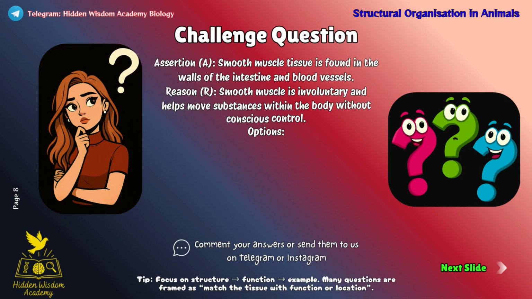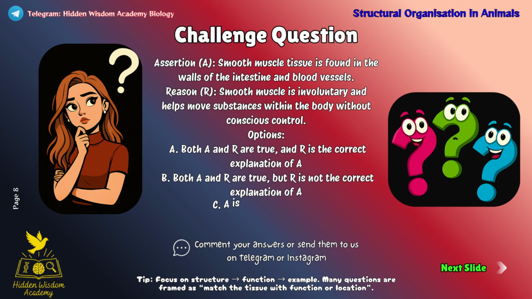Here's your challenge question for today. Assertion: Smooth muscle tissue is found in the walls of the intestine and blood vessels. Reason: Smooth muscle is involuntary and helps move substances within the body without conscious control. Is it option A? Both A and R are true, and R is the correct explanation of A. Is it option B? Both A and R are true, but R is not the correct explanation of A. Is it option C? A is true, but R is false. Or is it option D? A is false, but R is true.